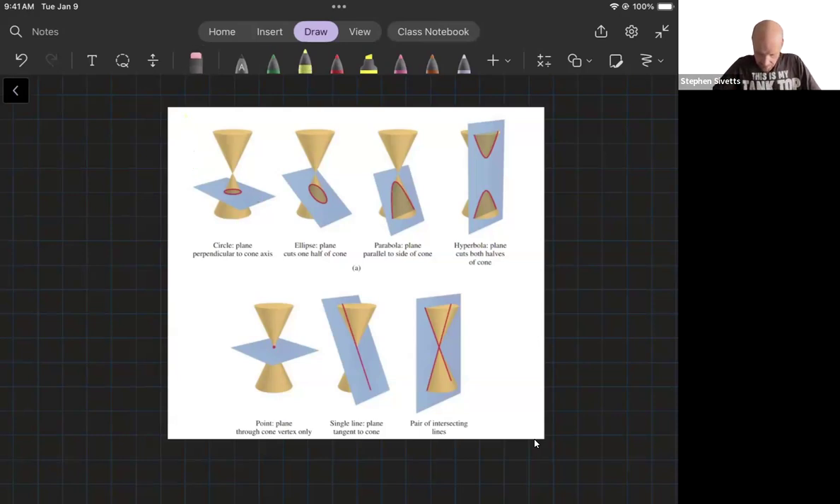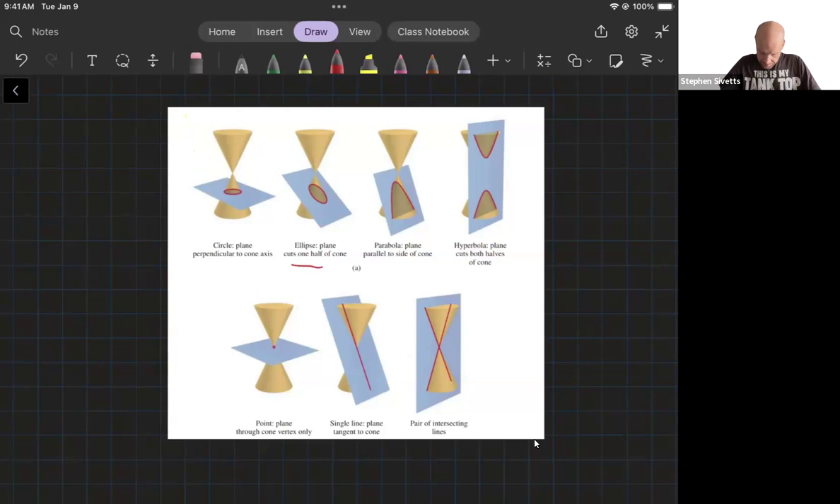If the plane has a slant, but it still cuts one of the bottom sides, in this case, the bottom sides of the cone, you'll get an ellipse, right? So you'll get an ellipse.